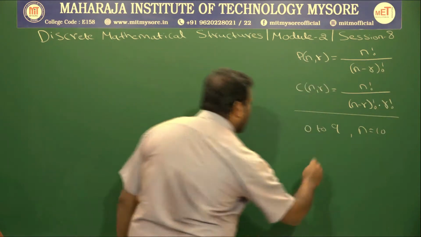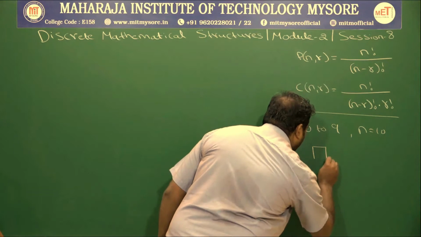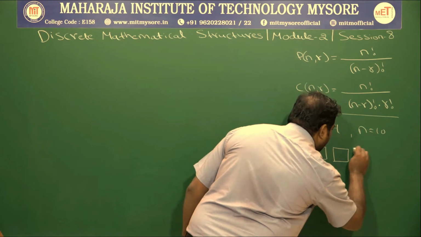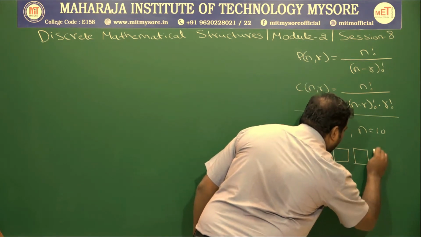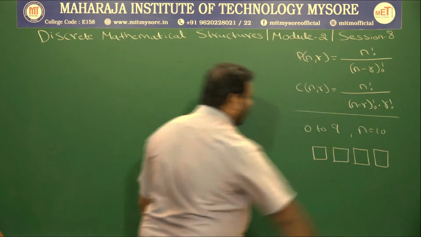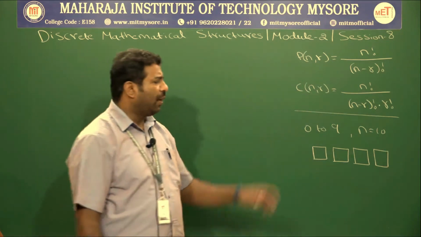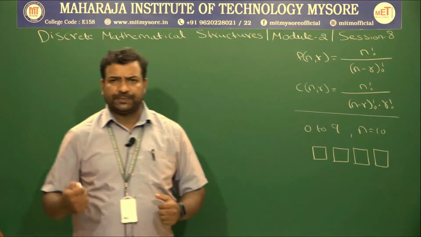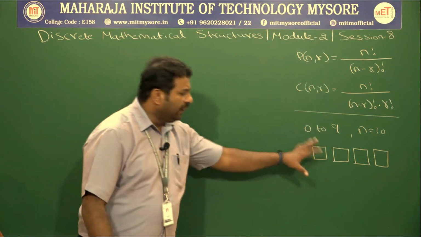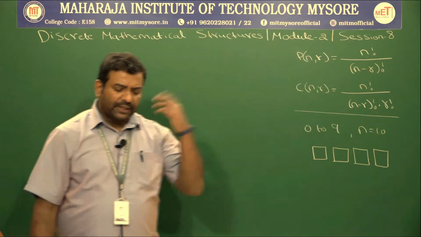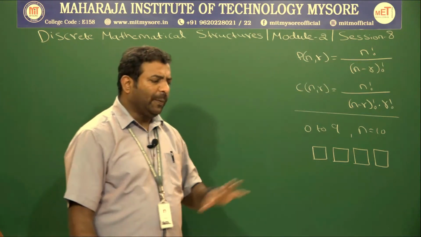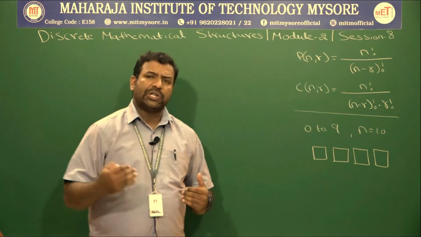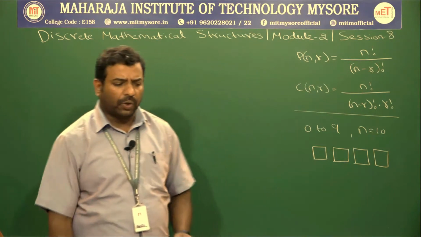And I just want to pick 4 digits. I need to know what I should fill here, and here, and here. So what exactly am I going to do? There are 10 objects, and out of those 10 objects I need to pick 4 objects and fill this. So now, should I think about combination or should I think about permutation? This is the biggest confusion that most of you are going to have.